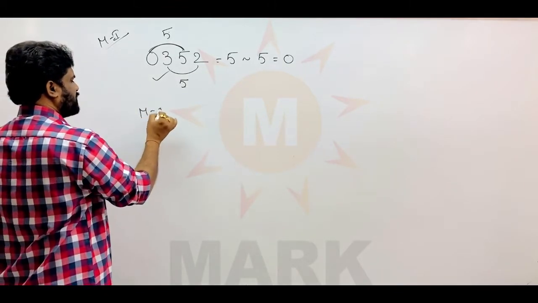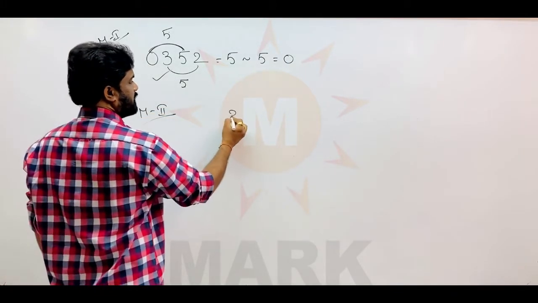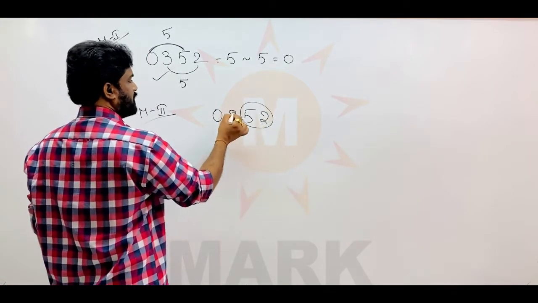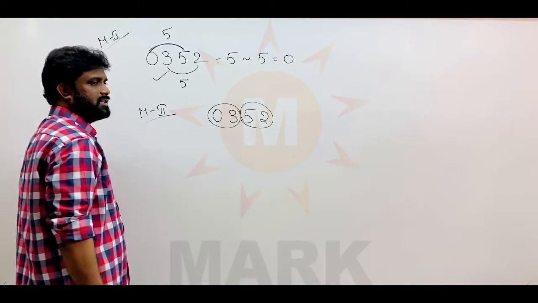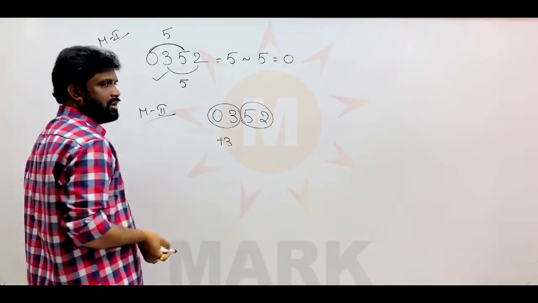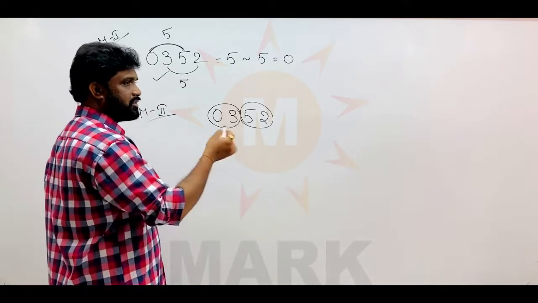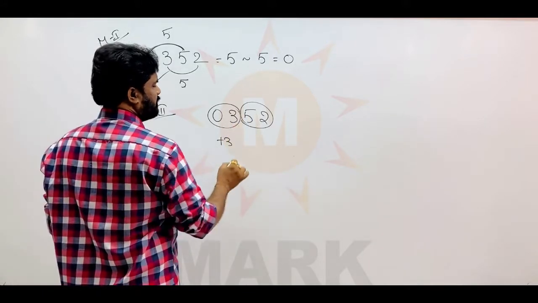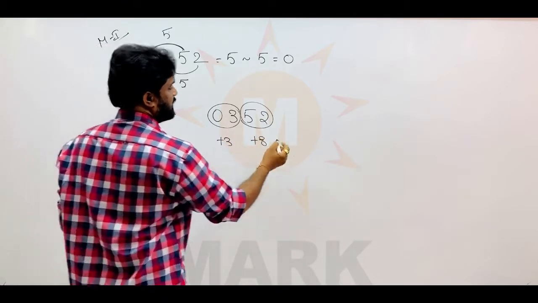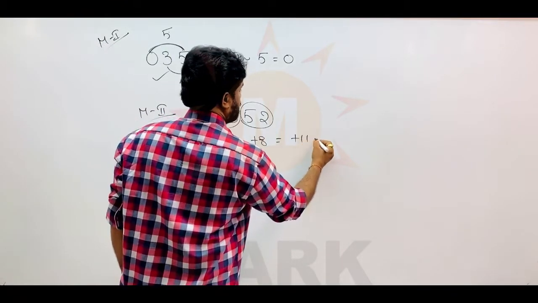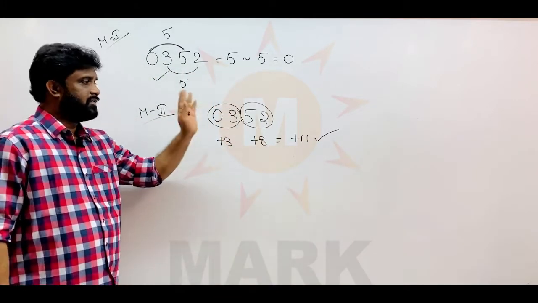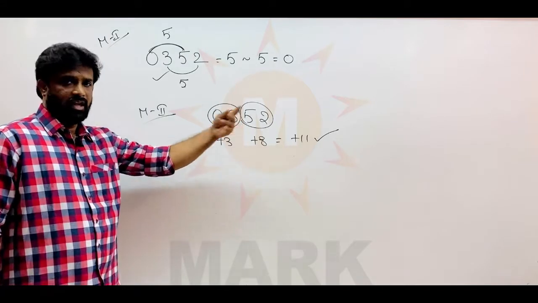Suppose you take method 2. 352, as we know, we put 0 here. So 52 is a number, 3 is a number. I am taking the positive remainders. What is the positive remainder? 3 only, because 11 goes 0 times, 11 zeros are 0, 3 is the remainder. For 52, what is the remainder? Positive remainder is plus 8. Plus 3 plus 8, so what is the sum? Plus 11. That means 352 is exactly divisible by 11.